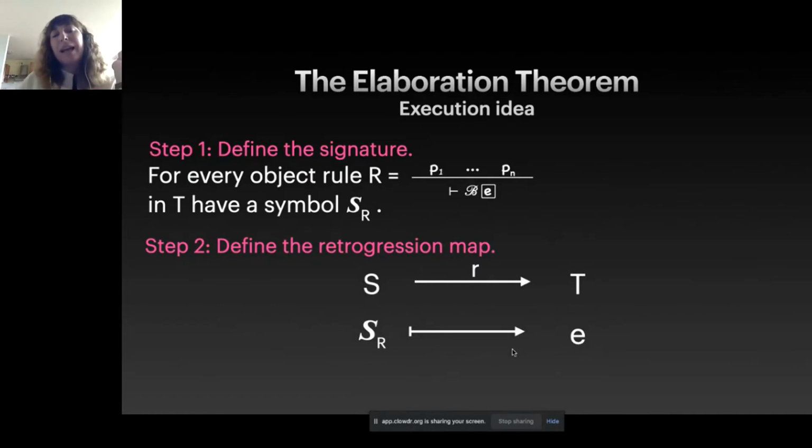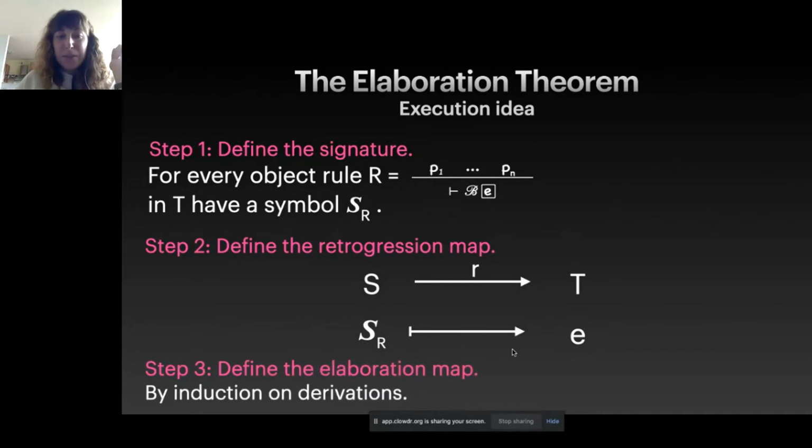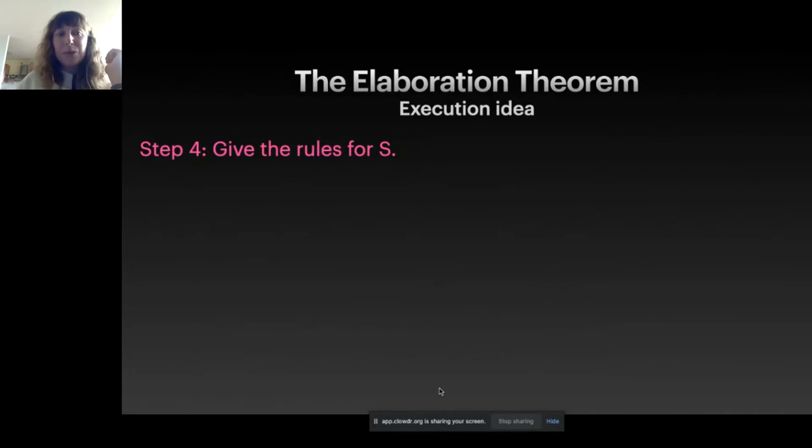And now we can act with it on the expressions. The next step is to define the elaboration map L. We do this by induction on derivations. I said the map L will map from derivations in T into judgments of S. We take an entire derivation and then we can do it by induction.